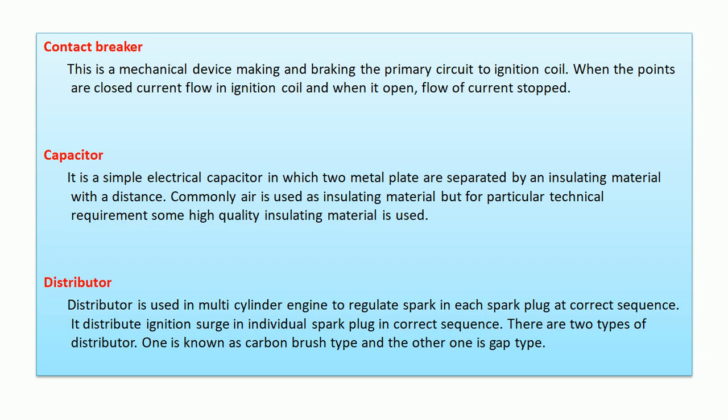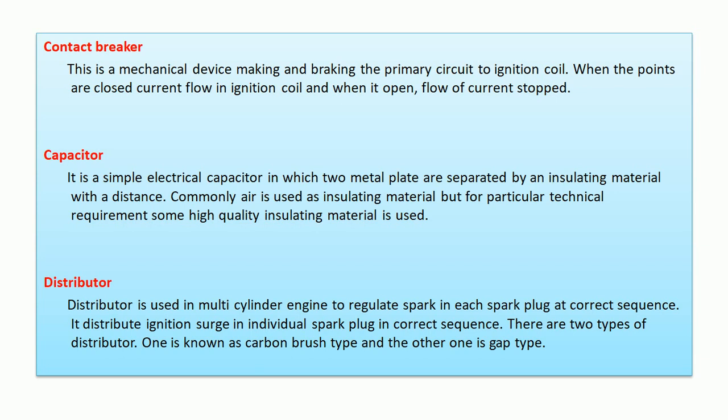Next, capacitor. It is a simple electrical capacitor in which two metal plates are separated by an insulating material with a distance, just like a general capacitor. Commonly air is used as an insulating material, but for particular technical requirements, some high quality insulating material is used. Next we have the distributor.